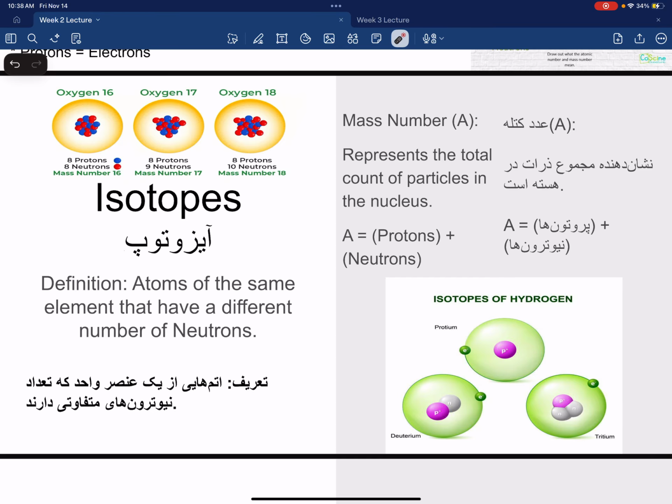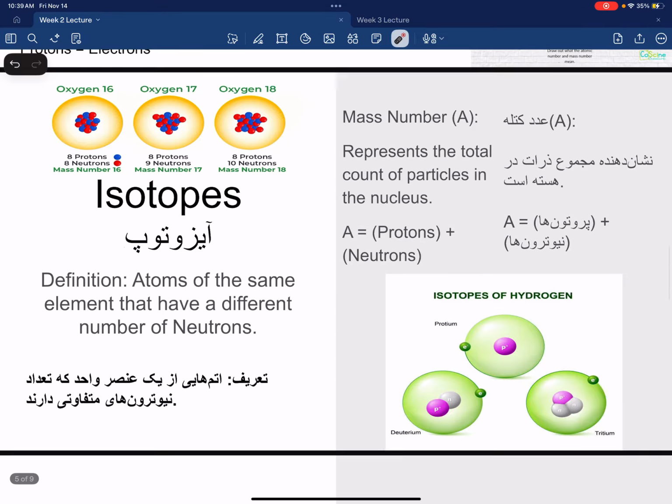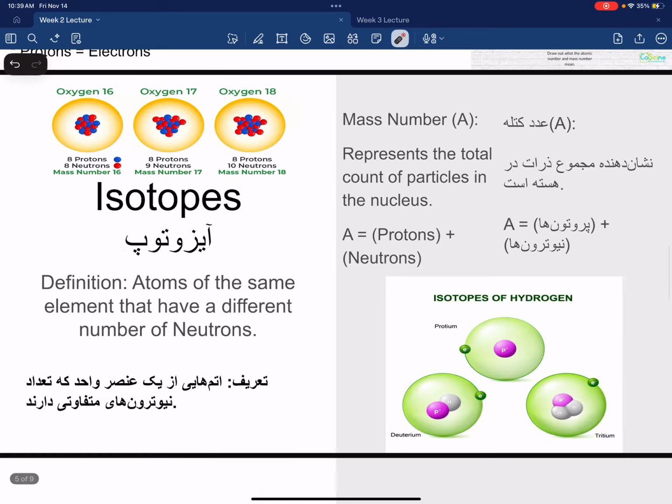So what if that happens? What if the number of neutrons differ? When the number of neutrons differ, it is called an isotope. And isotopes, by definition, are atoms of the same element, meaning they have the same number of protons, but a different number of neutrons.